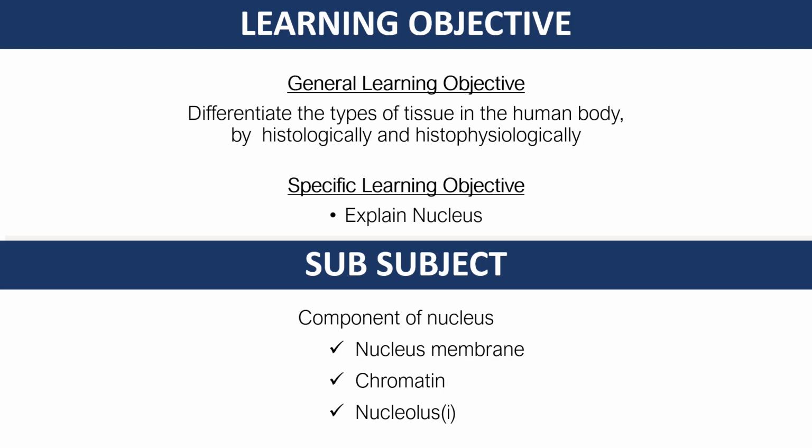This is the learning objective of this video. For the general learning objective, students are expected to be able to differentiate the types of tissue in the human body histologically and histophysiologically. And specifically, after watching this video, students are expected to be able to explain in more detail the components of the nucleus: nucleus membrane, chromatin, and nucleolus.